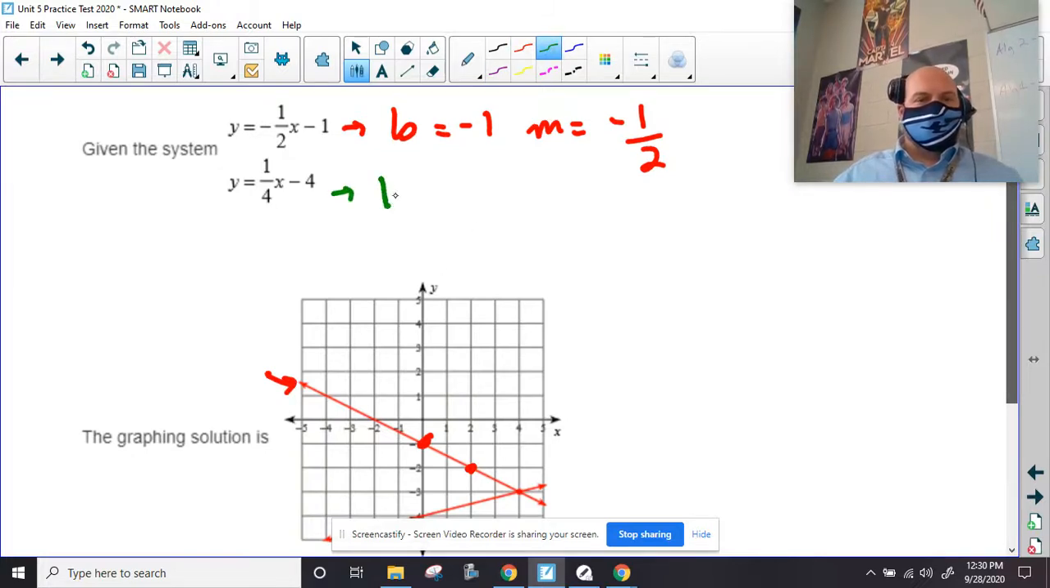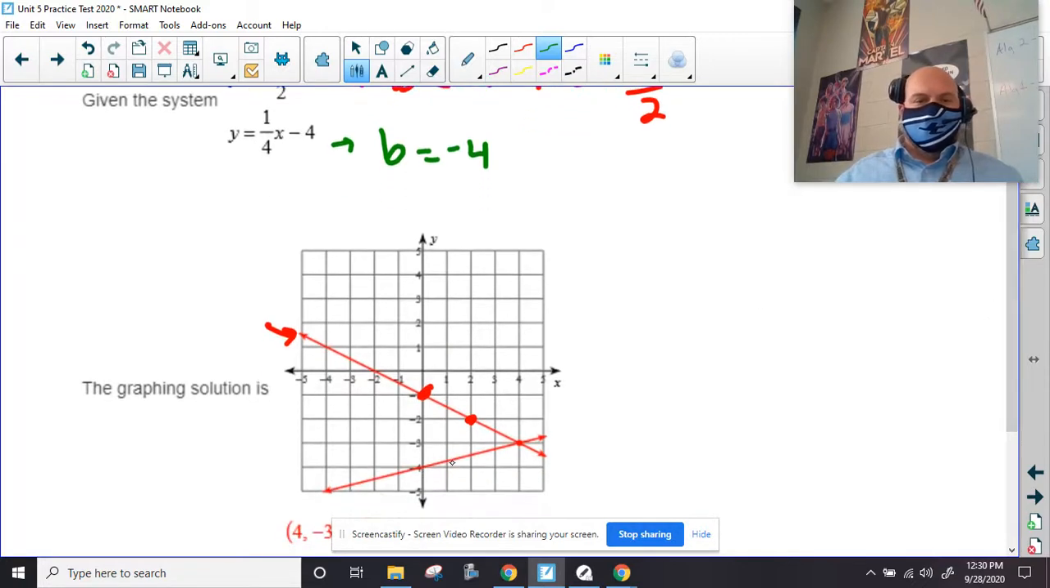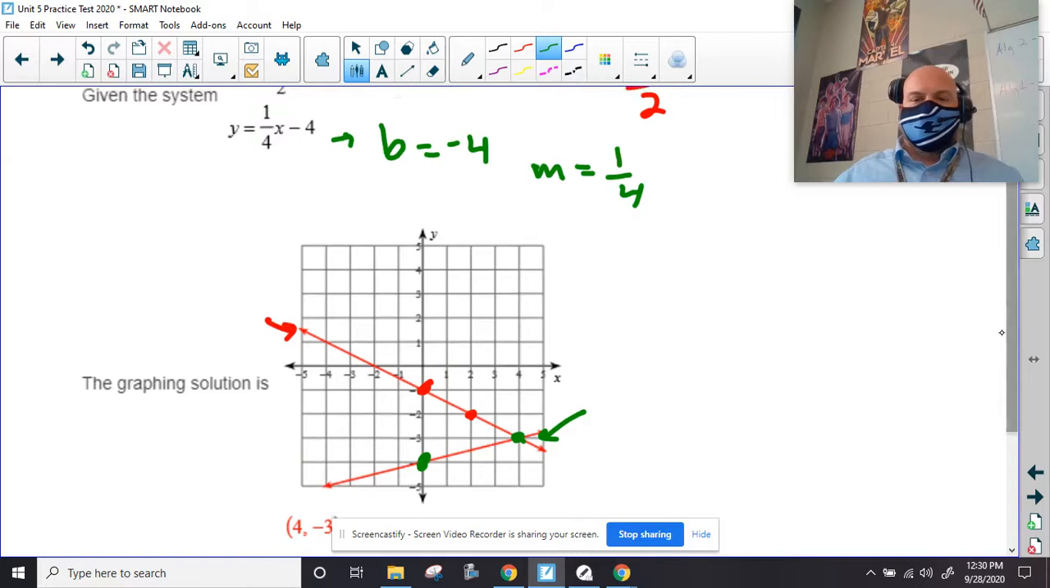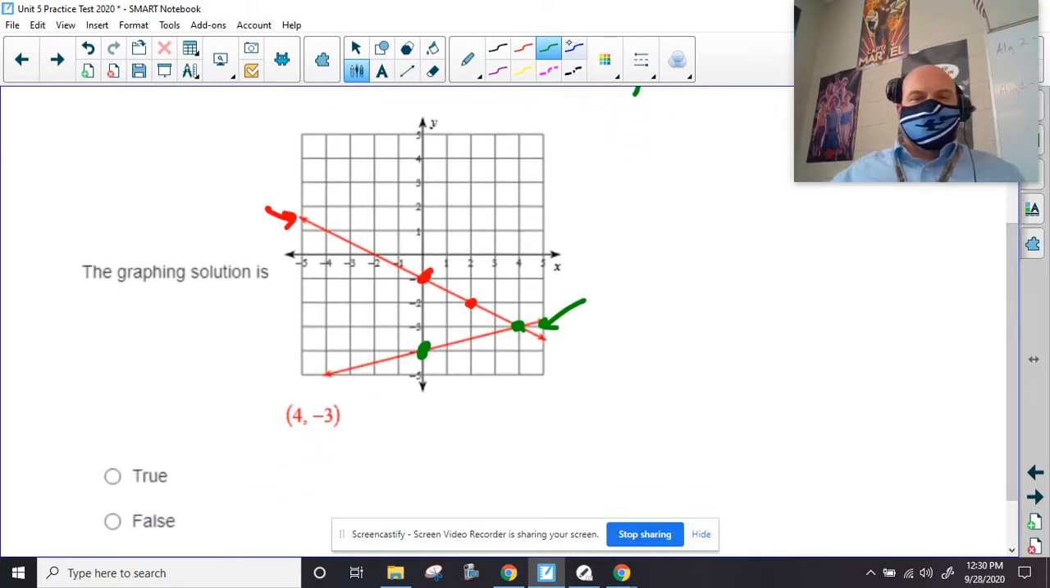This one has a b of -4. And it has an m of 1/4. So go over 1, 2, 3, 4, up 1. Okay, so that's where it should be. All right, so that's this one. Is this point (4, -3)? So 1, 2, 3, 4, -3. So this would be true.